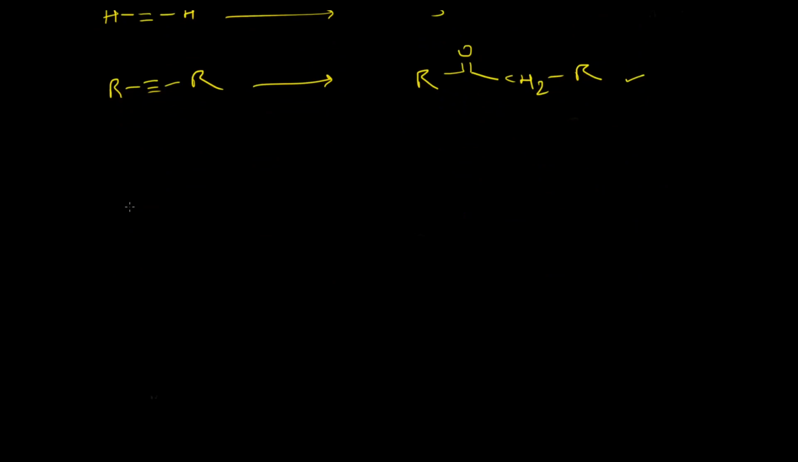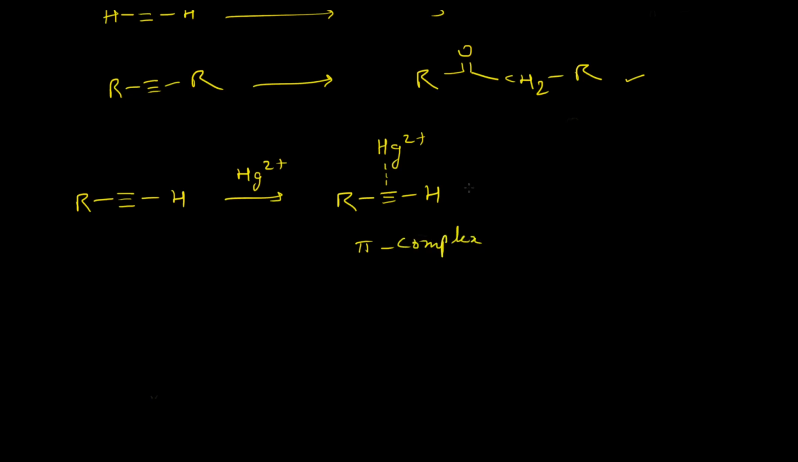So now let us consider the reaction mechanism for this hydration reaction catalyzed by mercuric ions. Initially, the mercuric ion will undergo an interaction with the pi electron cloud of the alkyne system. So we can represent it like this. This is an example of a pi complex. We can also represent it like this.